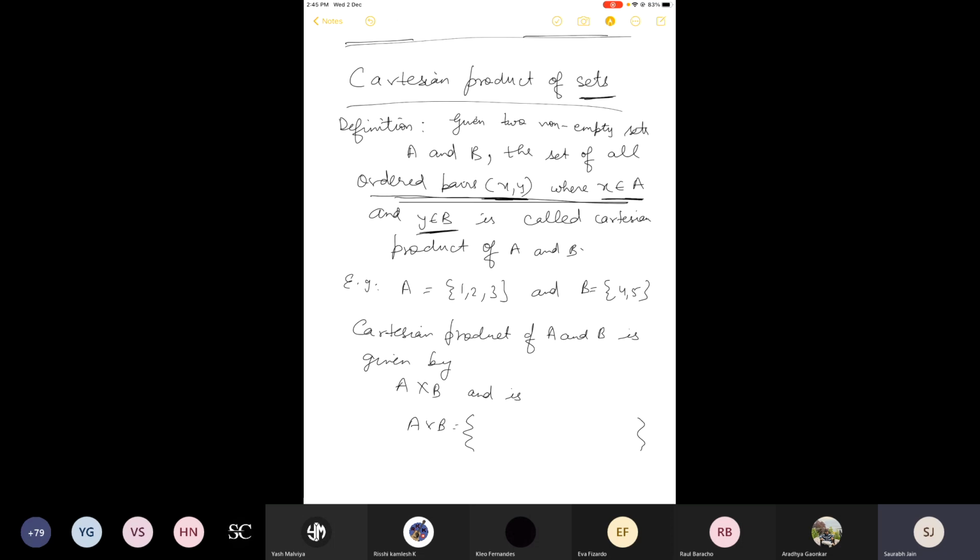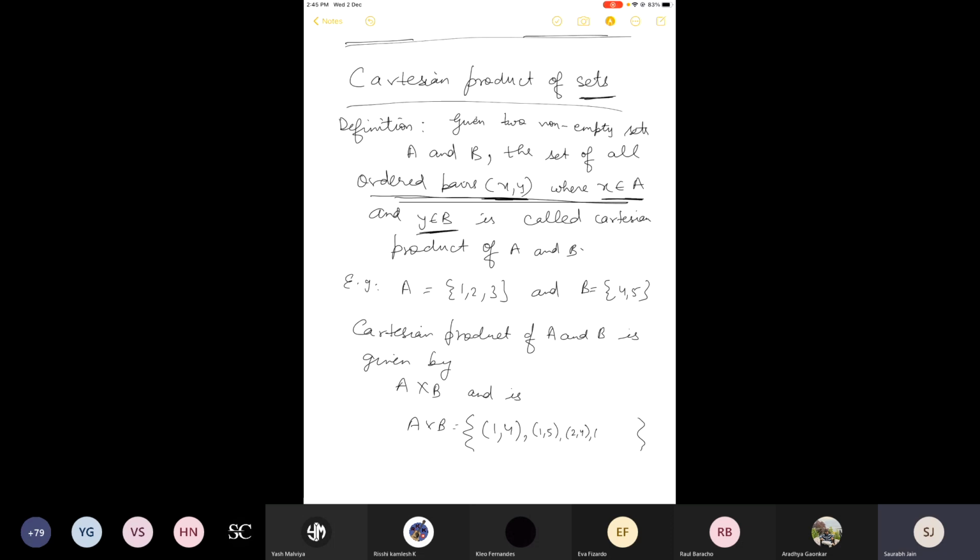Okay. So let us make these ordered pairs. So I have to write its elements in the form of x comma y. X will come from set A and y will come from set B. So very simple. First ordered pair will be 1 comma 4. 1 is from set A, 4 is from set B. Then 1 comma 5. Then 2 comma 4. Then 2 comma 5. Then 3 comma 4.